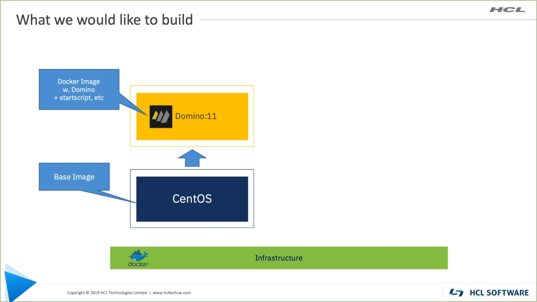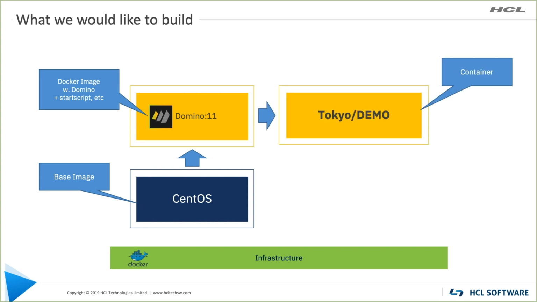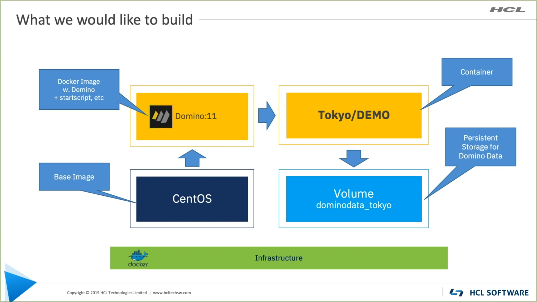In order to run Domino, we'll need to turn this image into a container. For this demo, the container will be called Tokyo. And since containers do not have any persistency layer, we need to create a so-called Docker volume in order to store your Domino data. This very much resonates with the Domino file system. Domino separates the Domino data directory from the Domino program directory. And what we're going to do is put the data directory on this volume called Domino data, whereas the Domino program directory remains in the container itself.